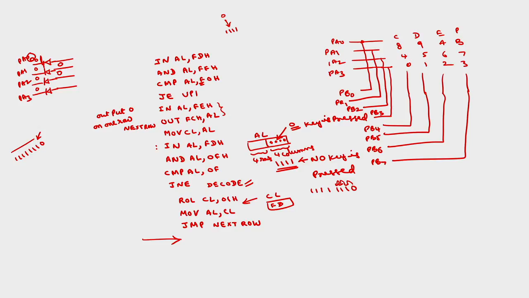Now this lookup table will be, suppose if I send on port B itself, 0, 1, 1, 1. And if I receive the same 0, 1, 1, 1 here also, what does it mean? In 0th row, 0th column, a key is pressed, which is C.